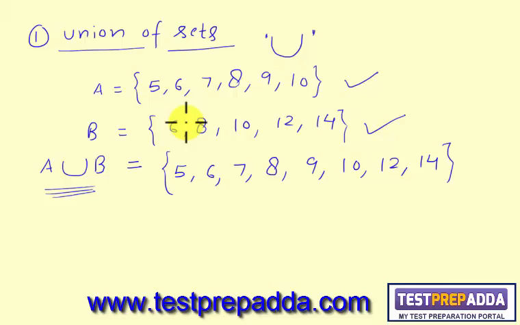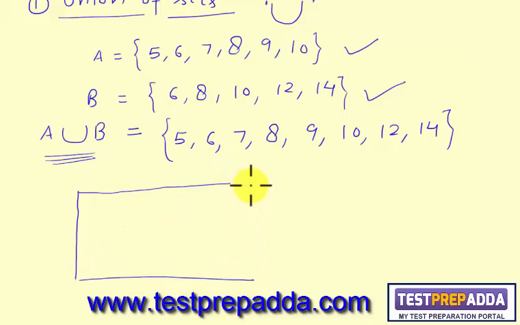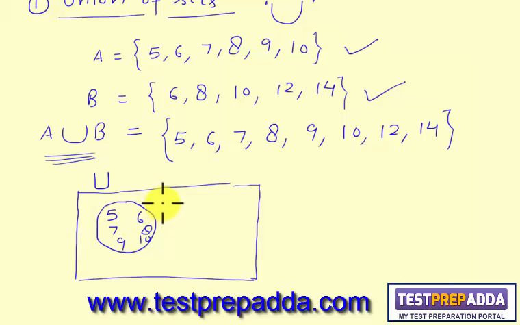Now, diagrammatically, Venn diagram if I write, first of all, a rectangle for the universal set. And now set A. The elements are 5, 6, 7, 8, 9, 10. Now set B.